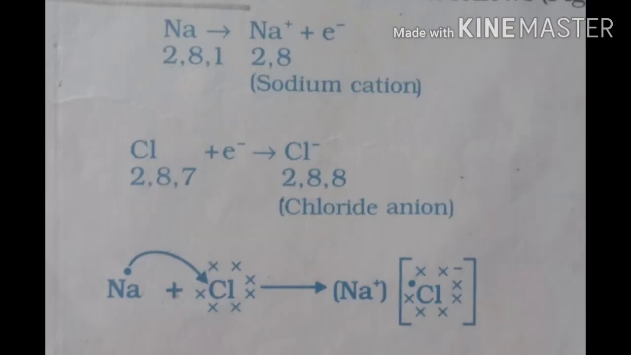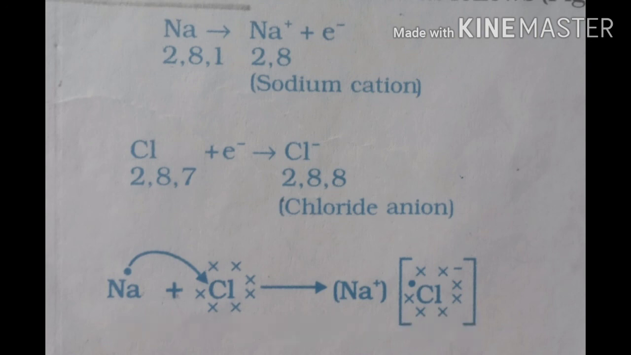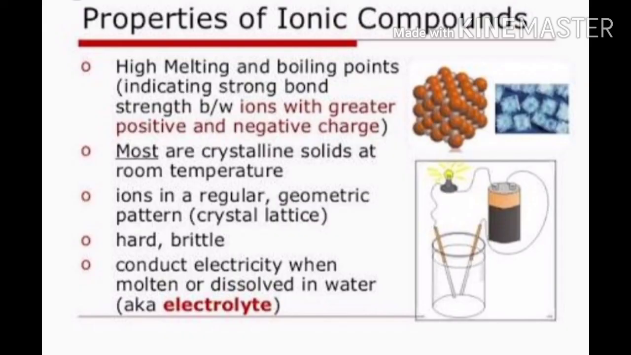Sodium and chloride ions, being oppositely charged, attract each other and are held by strong electrostatic forces of attraction to exist as sodium chloride. It should be noted that sodium chloride does not exist as molecules but as aggregates of oppositely charged ions. Now let us talk about the properties of ionic compounds. They have high melting and boiling points, indicating strong bond strength between ions with greater positive and negative charge. Most are crystalline solids at room temperature.